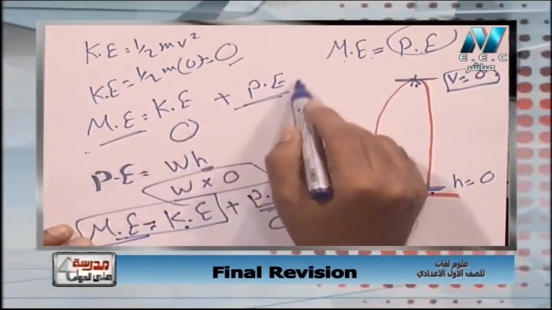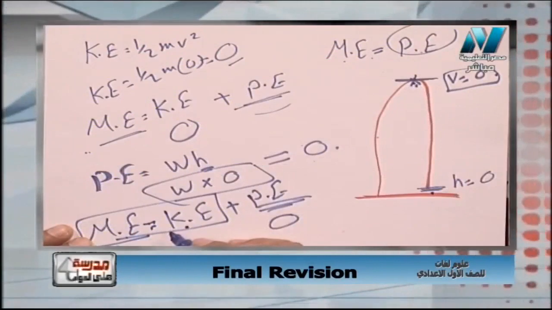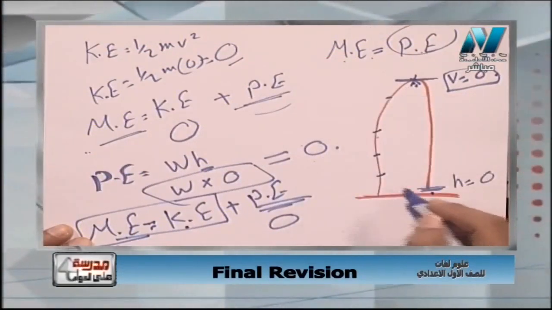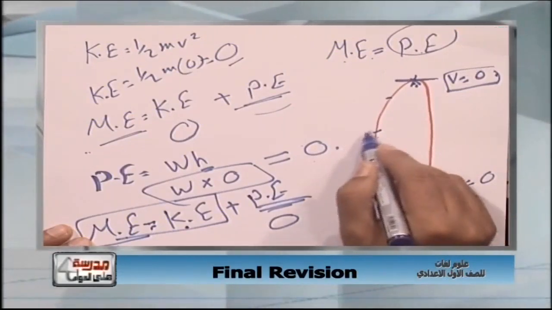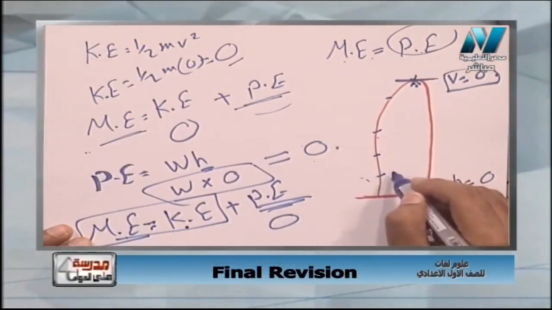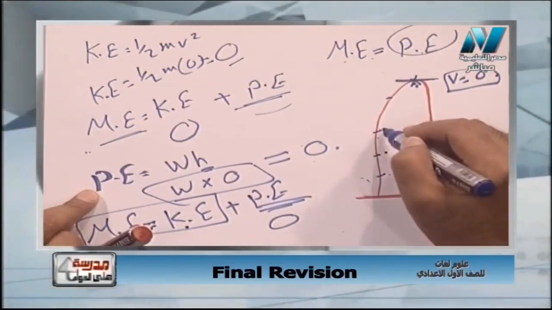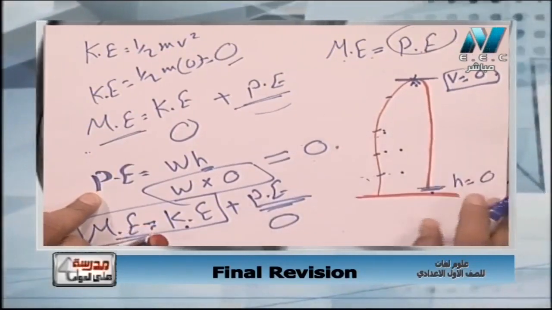Mechanical energy equals potential energy at the maximum height. Mechanical energy at any point equals the mechanical energy at any other point. If mechanical energy here is 300 joule, here it is 300 joule, and here it equals kinetic energy plus potential energy. If kinetic energy increases, potential energy decreases, and vice versa.